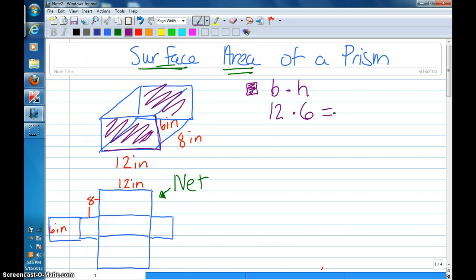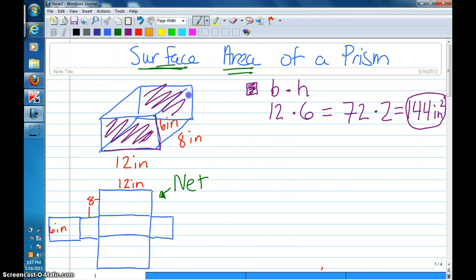Okay, so go ahead and multiply that out, see what you're left with. But there's a front and a back, so we have to multiply it by 2. So we're left with 144. That's for the front and back, and it's inches squared. I'm going to circle them because I'm going to add up all my circles at the end.